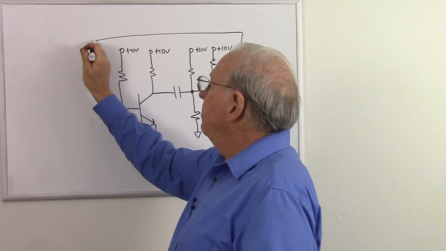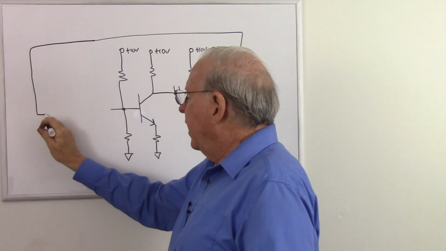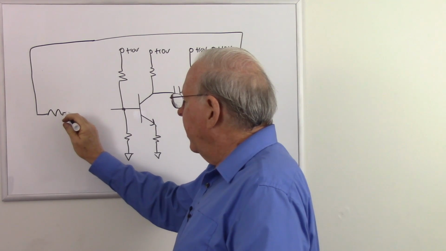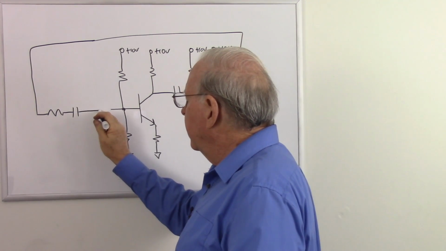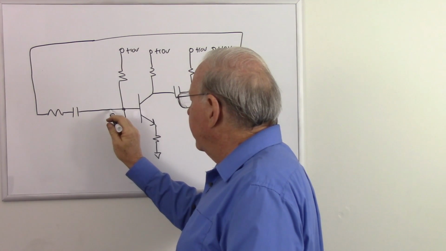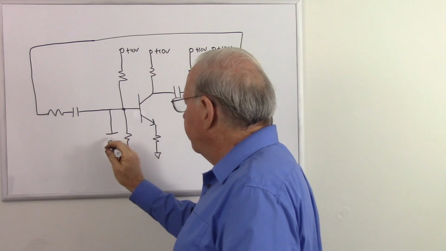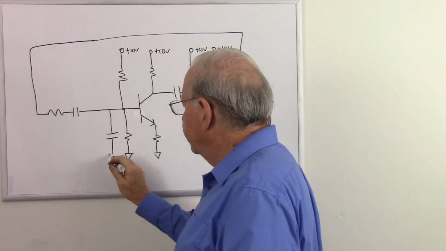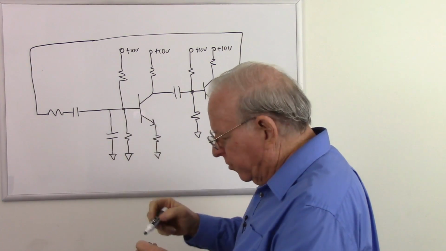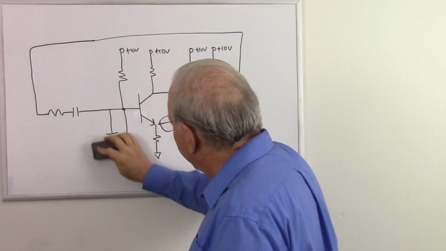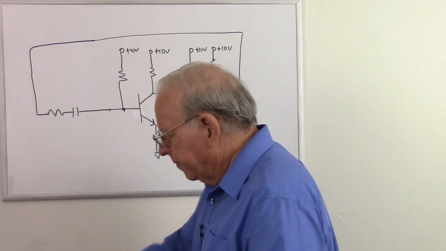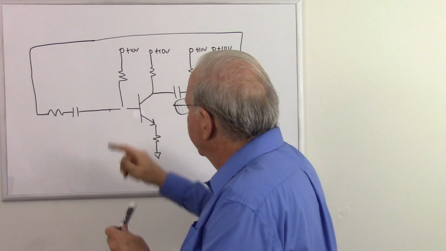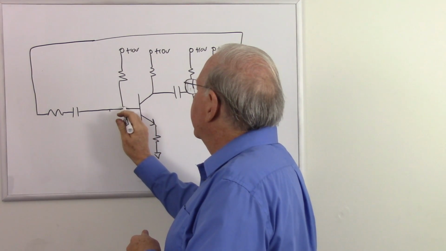So what we're going to do is come back here, and we're going to add a resistor and a capacitor. And then here we're going to add just a capacitor. Notice that's in parallel with this resistor. So I'm going to remove that just to emphasize that these are working together. So let's get rid of our resistor.